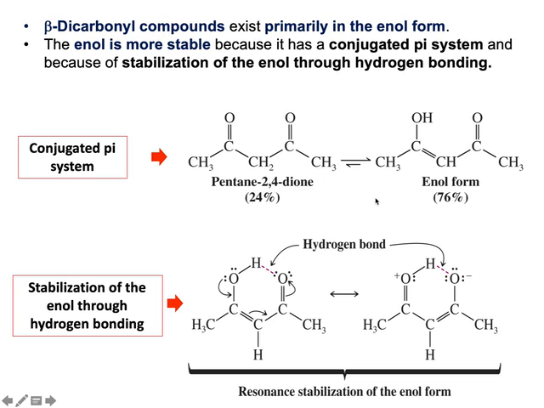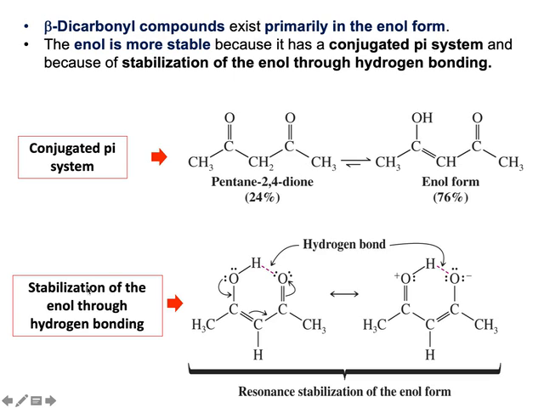So how are they in enol form? Primarily in the enol form. Enol is more stable compared to ketone because of the conjugated pi system. What is meant by conjugated? Alternate: single bond, double bond, single bond, double bond. So that is what is meant by conjugated pi system. The electron is more stable. This structure is more stable compared to this one.